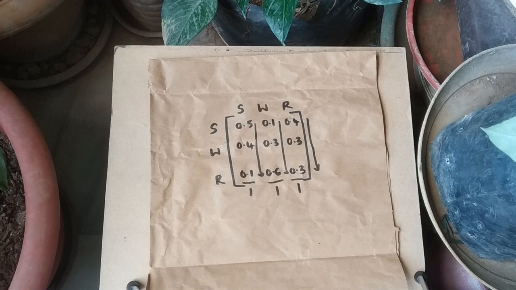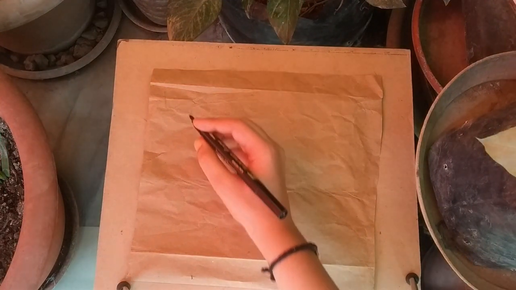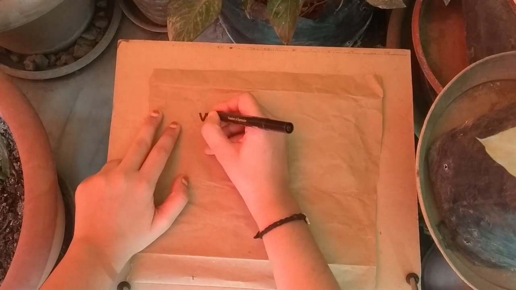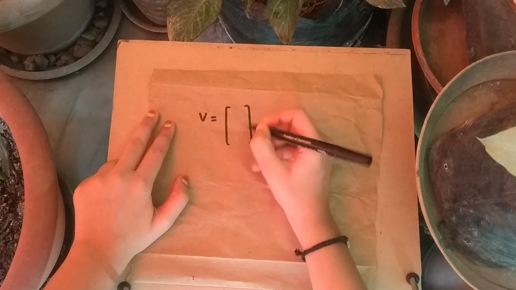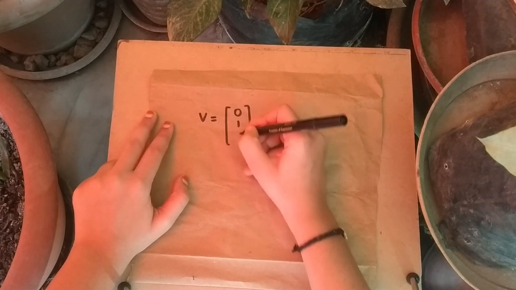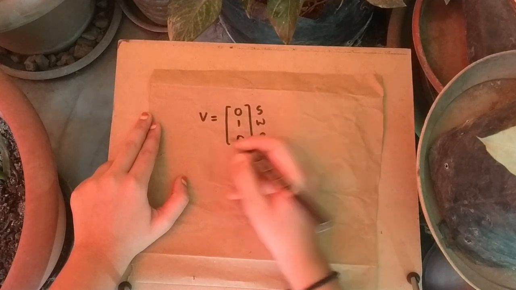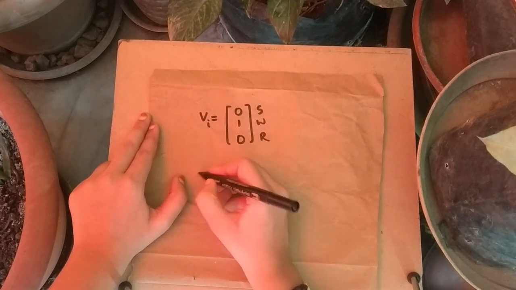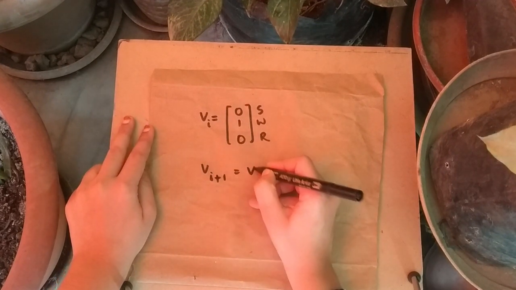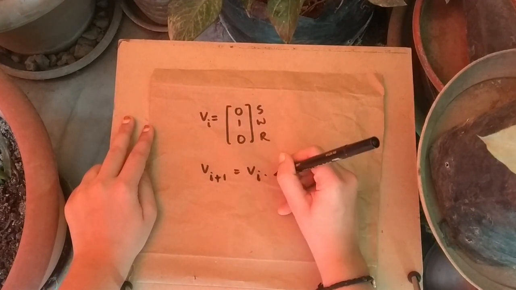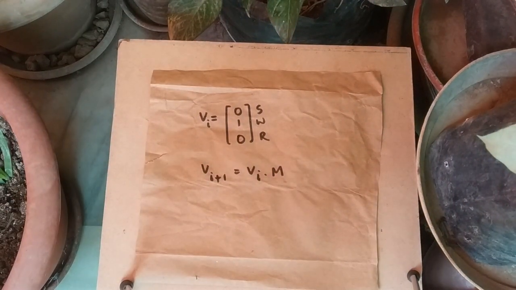Okay, now that we have our probability matrix, let's represent the Markov property mathematically. It's quite simple, really. Let's represent our current state probabilities with a column vector vi, and it's currently 0, 1, 0 because we know that it's windy. So the next state probabilities can be calculated simply by multiplying the current state probabilities with the probability transition matrix.